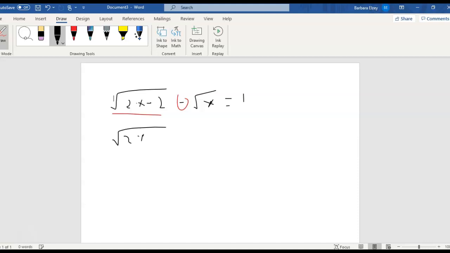2x minus 2, square root of 2x minus 2, equals 1, and it's going to become a positive square root of x. Okay. All right. So now we've got the square root of 2x minus 2 by itself on one side, so we can square both sides now.